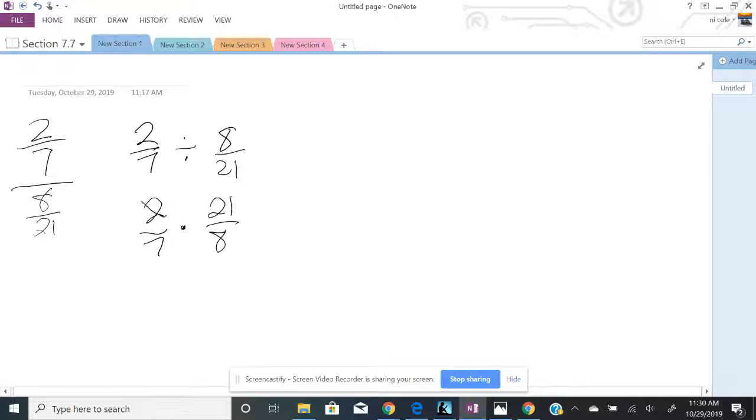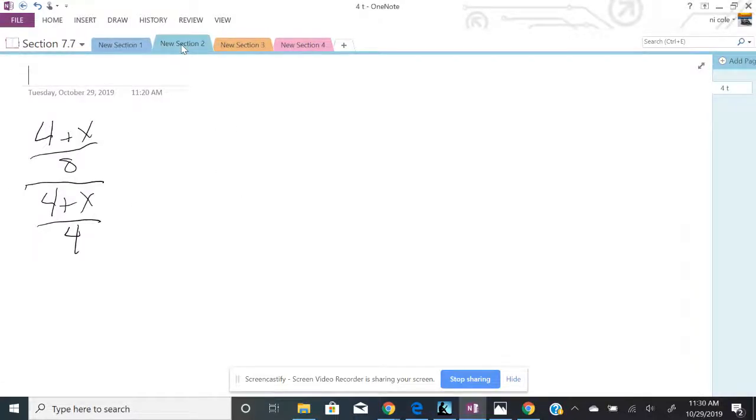Okay, here we check. 2 goes into 2 one time. 2 goes into 8 4 times. Now, how about 3 and 21? Well, they both have 7. So 7 goes in 21 3 times. 7 goes into this 1 time. And so in the end, I have 1 times 3 over 1 times 4 with a final answer of 3/4.